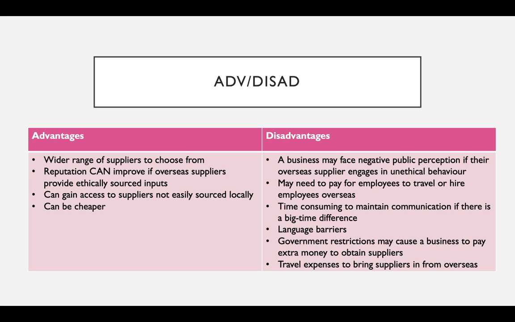You can access supplies that you may not be able to access locally, and it can be cheaper. All right, we already know that. The disadvantages is that if the supplier all of a sudden starts to behave unethically, it can then have a negative impact on the reputation of the business themselves. They may need to pay for employees to travel or hire employees overseas to make sure that the supplies coming in are meeting the expectations.